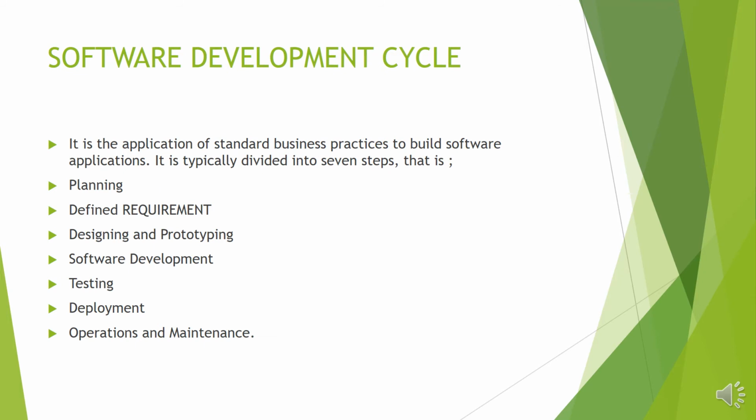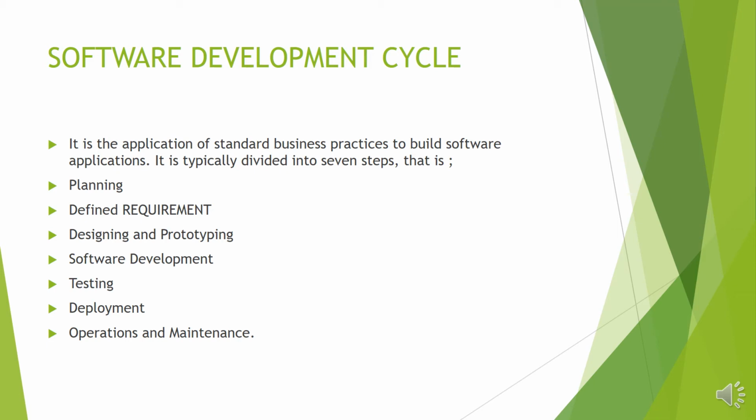We have the software development cycle. As human beings, even if you are to set up a business, we go through some stages. We move from one stage to another before we get whatever we require. The software development cycle is the application of standard business practices to build software applications. This cycle is divided into 7 steps. If you search, you can find more than 7 steps, but mine is basically 7 steps.